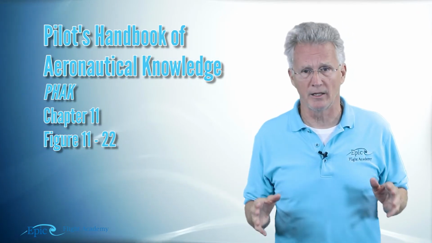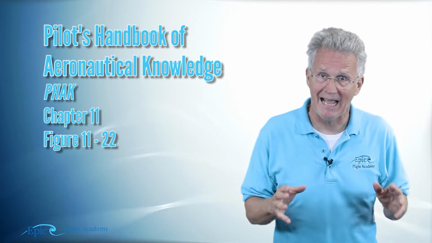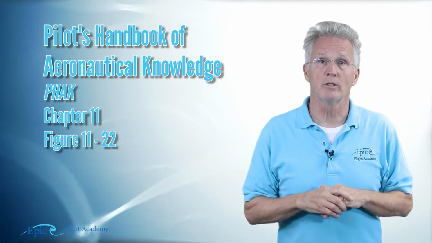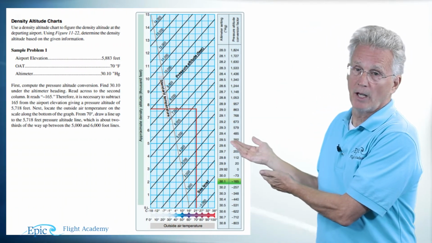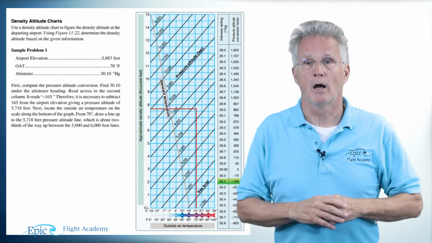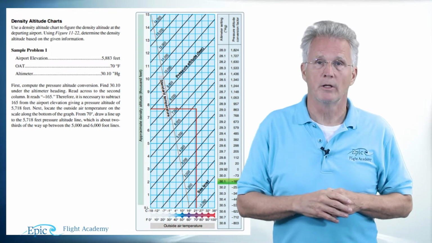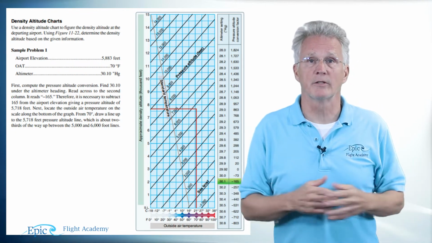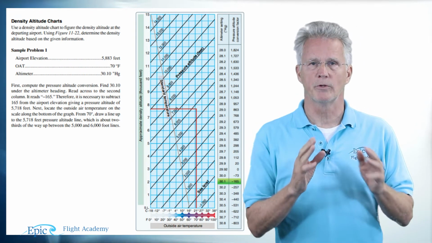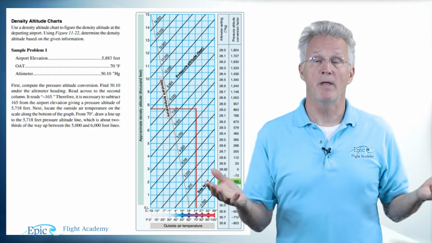In order to do that, we would like to take you to the Pilot's Handbook of Aeronautical Knowledge, commonly known as the PHAK. We are going to be in Chapter 11 and specifically looking at Figure 11-22. That's what's shown here on the screen behind me. On this chart, we can determine our exact pressure, temperature, and density altitude.